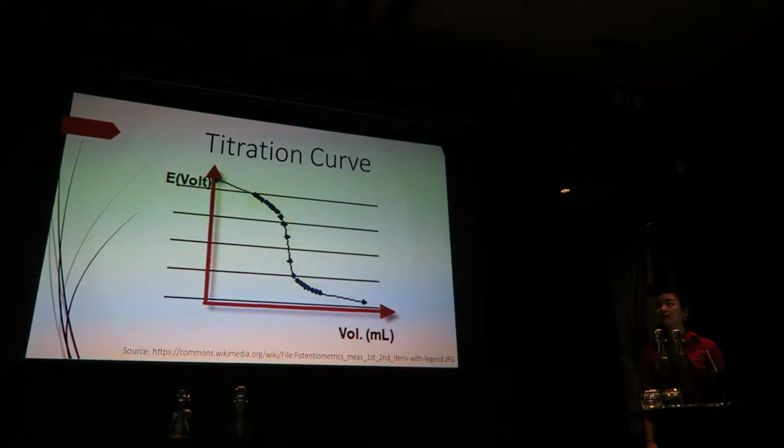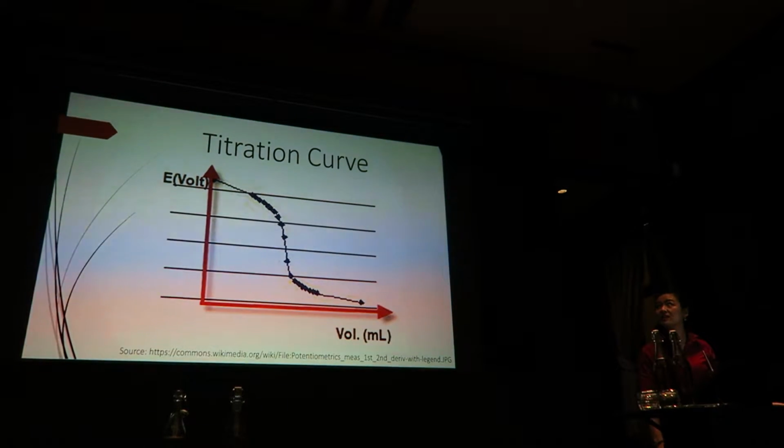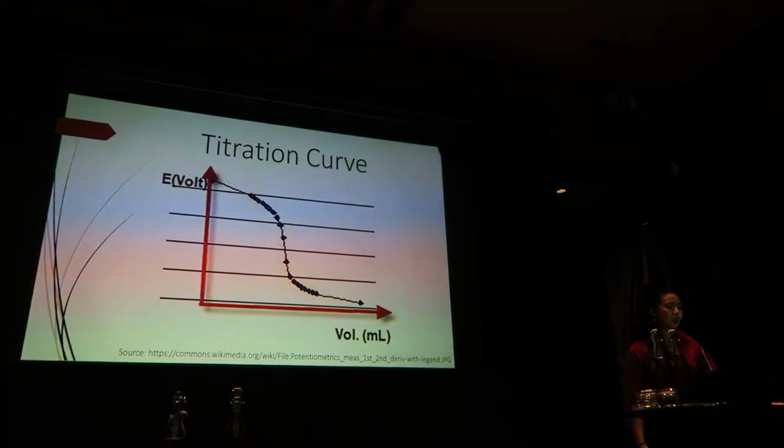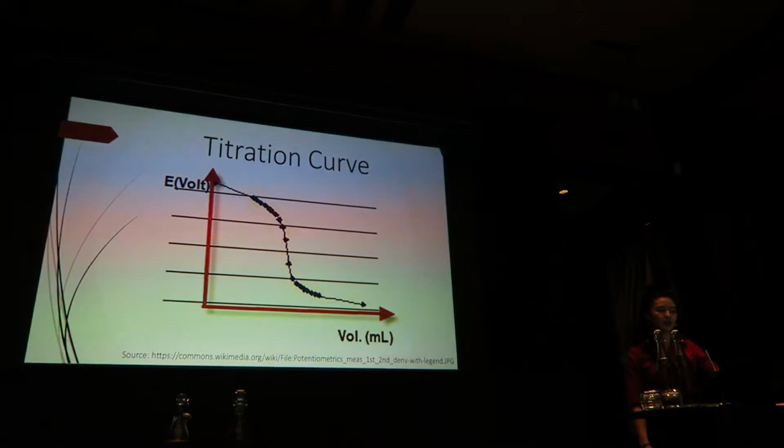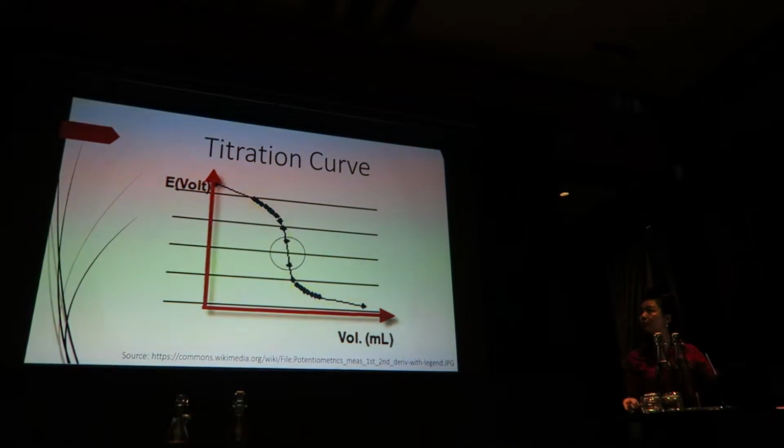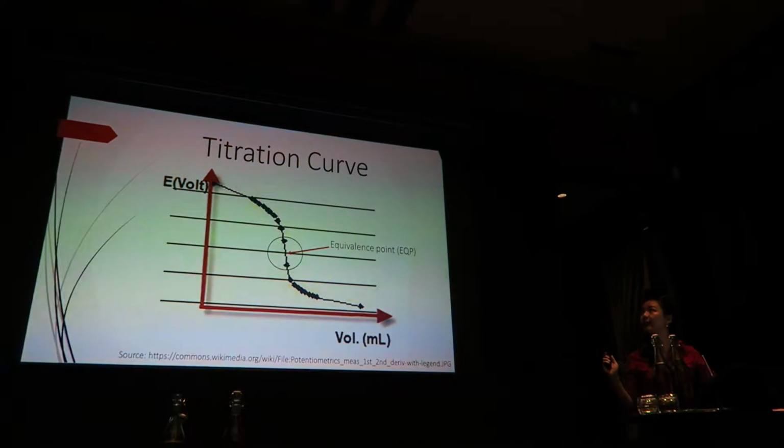So this is the titration curve that usually comes out of the auto titrator. The equivalence point would most likely be found somewhere between these 2 points as I marked on the screen here.